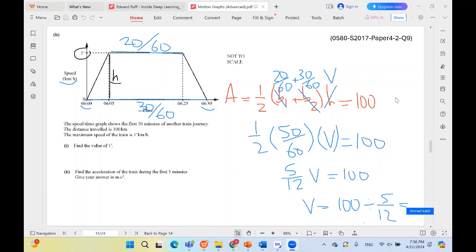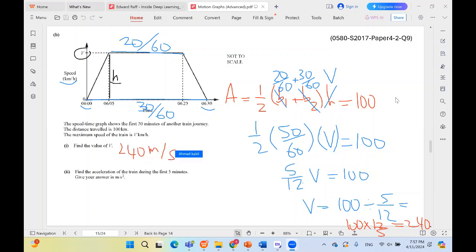You can, of course, use your calculator, or you can think of keep change flip. So 100 times 12/5. And this gives us 240. So the final answer would be 240 meters per second.